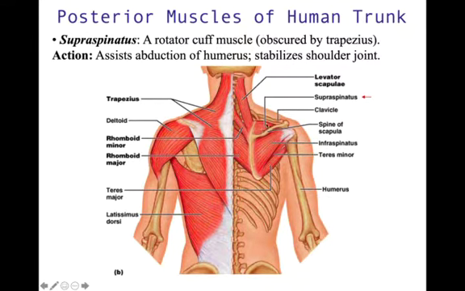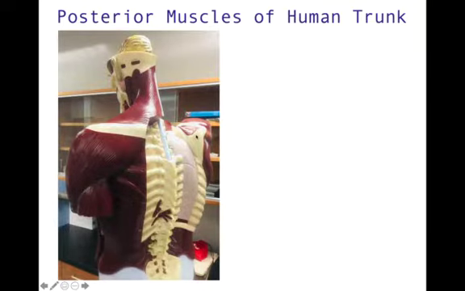So you see above the spine, so you have to remove the trapezius. Here the trapezius has been removed. You see this, what we call the supraspinatus. This assists in abduction of the humerus and stabilizes your shoulder joint. So here's that spine of our scapula, and there's a muscle above the spine. The trapezius has been removed on this side of the model, and right there is your supraspinatus in red.